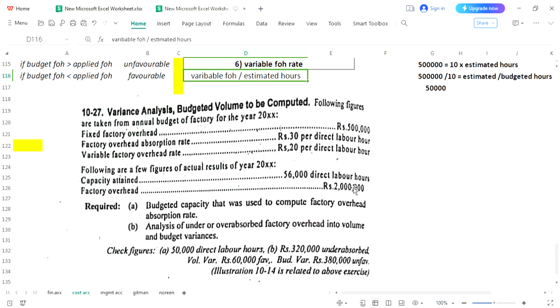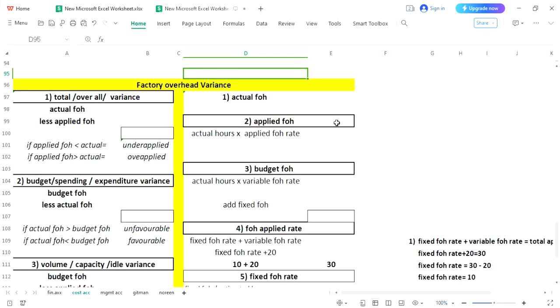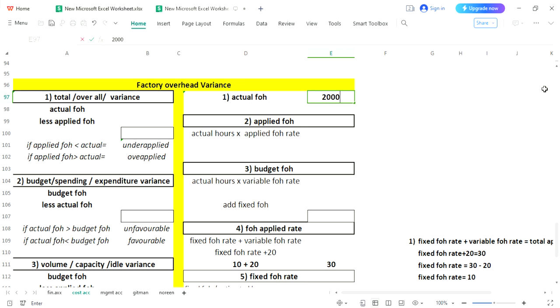56,000 actual hours, and if it is FH, it would be considered as actual FH 2 million. So you can write over here 2 million is your actual FH. Okay, 2 million. Then you need to calculate your applied FH.